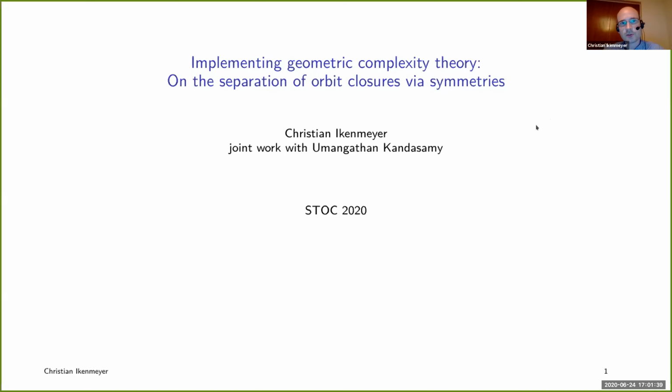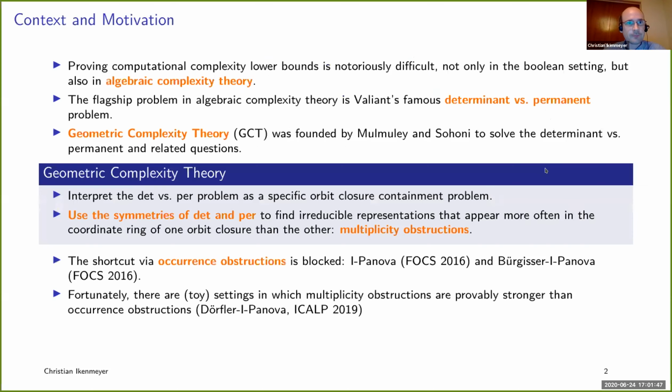Thank you very much for coming to my talk, Implementing Geometric Complexity Theory on the Separation of Orbit Closures via Symmetries. This is joint work with Umangatan Kandasamy. So proving computational lower bounds, complexity lower bounds, is notoriously difficult, not only in the Boolean setting, but also in algebraic complexity theory, right? Where the flagship problem is the famous Valiant's determinant versus permanent problem. And geometric complexity theory was founded by Mulmuley and Sohoni to solve this and related problems.